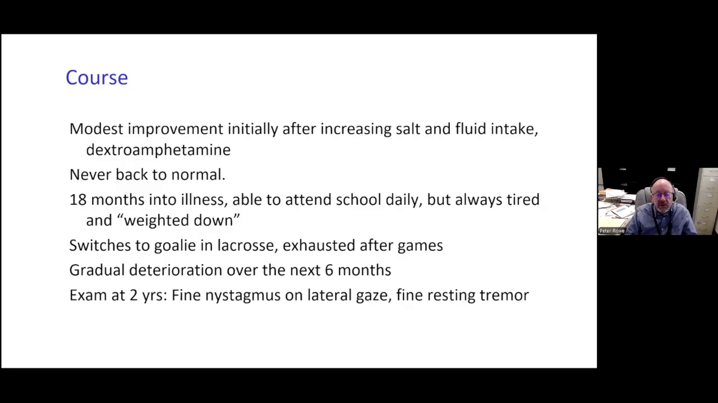He was still interested in pursuing his sports, and so he switched to being the goalie in lacrosse, where he didn't have to run around as much, but he was exhausted after the games. And then over the next 6 months, he had a gradual deterioration. By 2 years into the illness, he had fine nystagmus on lateral gaze and a fine resting tremor. So nystagmus, for those who are not physicians or healthcare providers, is a rotatory movement of the eyes.